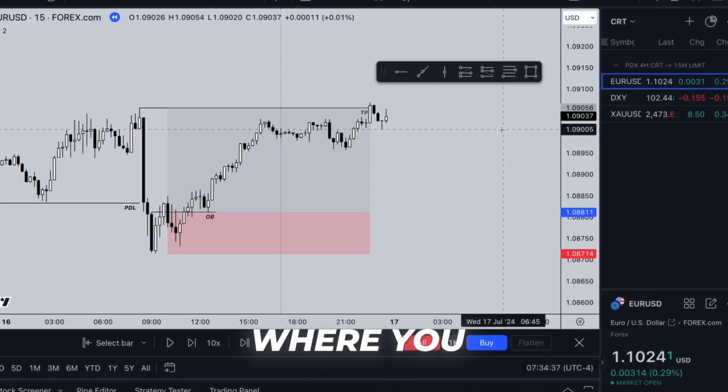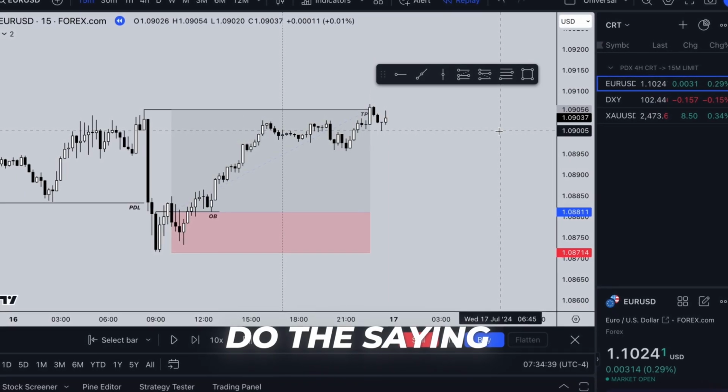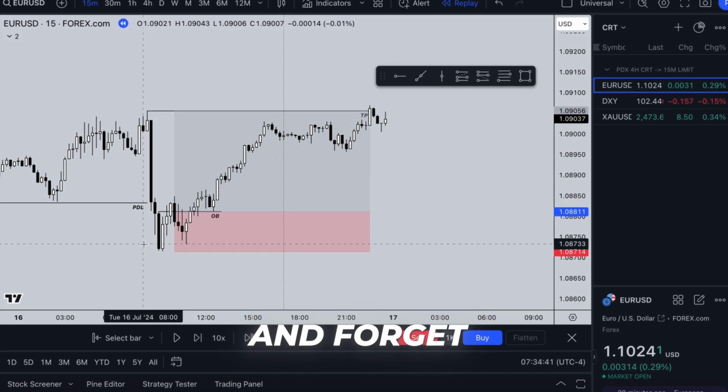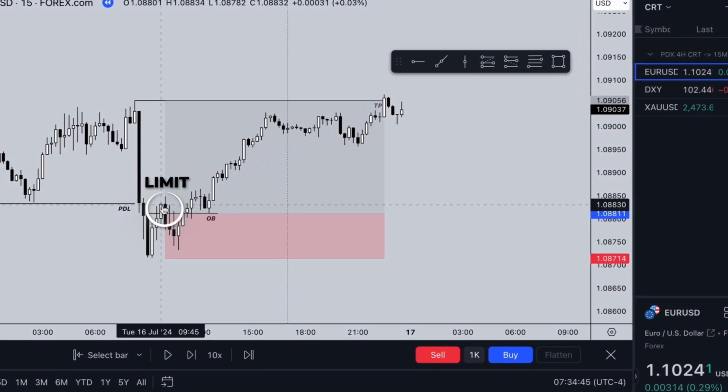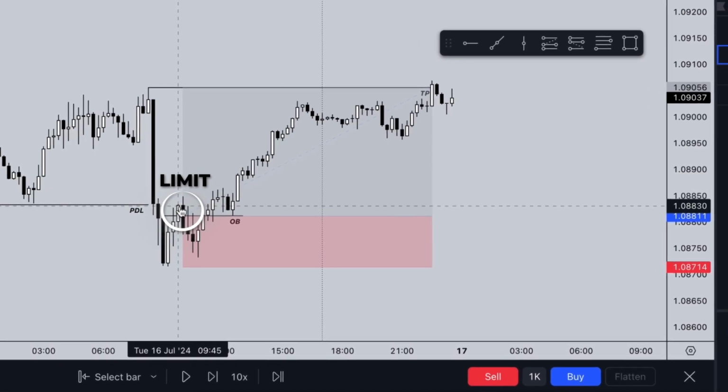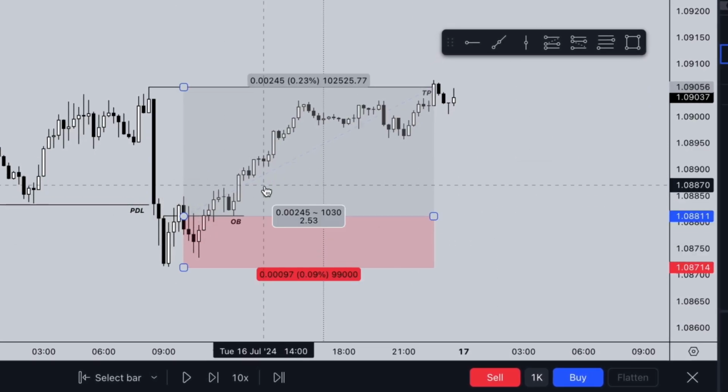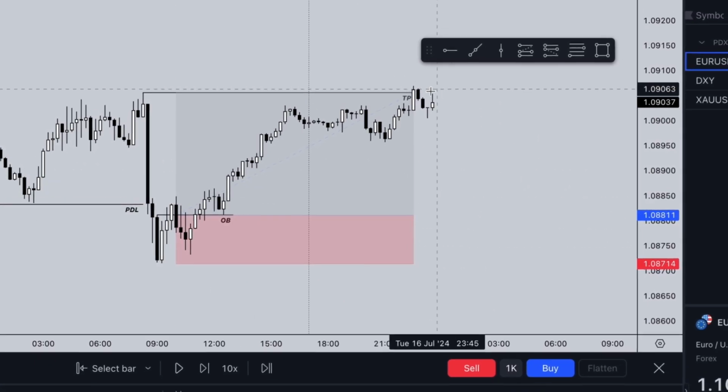So this is where you really need to do the saying which I quite like, which is set and forget, right? What I mean by that is you set your limit once we close above here, and then you completely forget about the position. And what you're going to end up with is either that money lost or money gained, right?